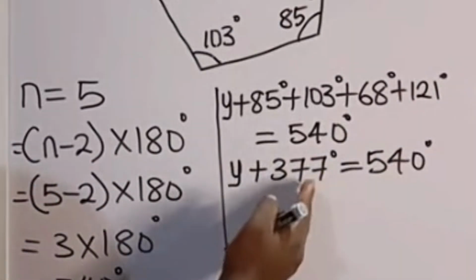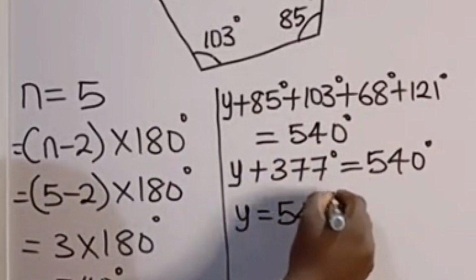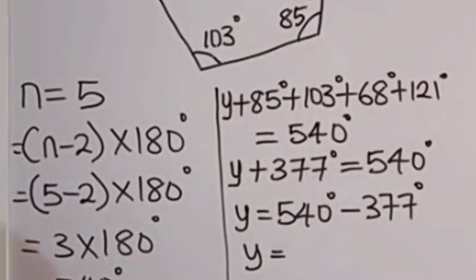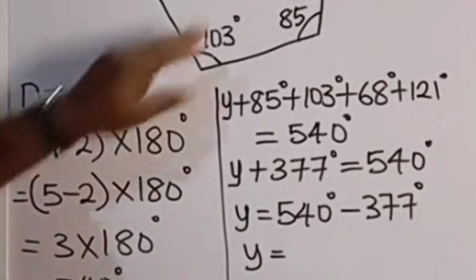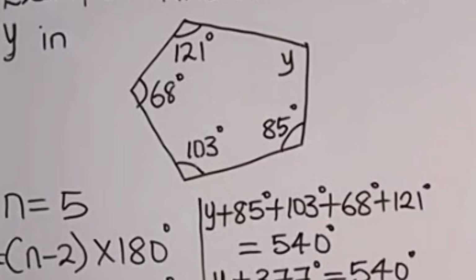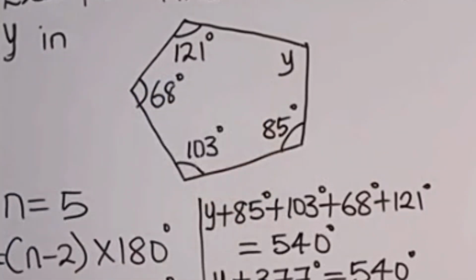So next, we move 377 degrees to the right, so we have y is equal to 540 degrees minus 377 degrees. So what's 540 minus 377? 163. So the value of this missing angle is 163 degrees. So this is how you can find the missing angle in a polygon. Okay. So I'm going to give you one question to try out, and then we look at the correction and go to something else.